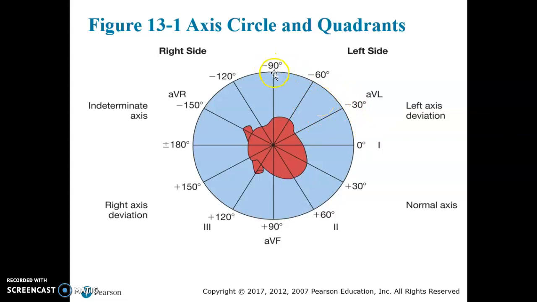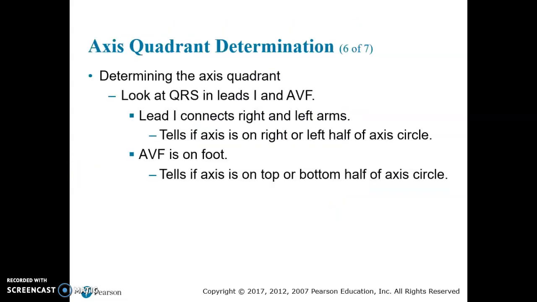So draw an X across the page, and put negative 90, positive or negative 180, and 0 over here, and then label which quadrant. Indeterminate axis, right axis deviation, normal axis falls here, and left axis deviation falls here, and then you'll be able to figure it out as we move forward.